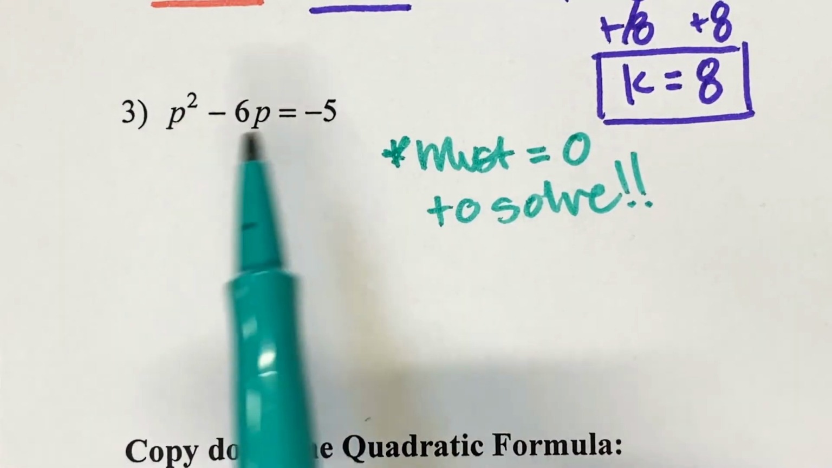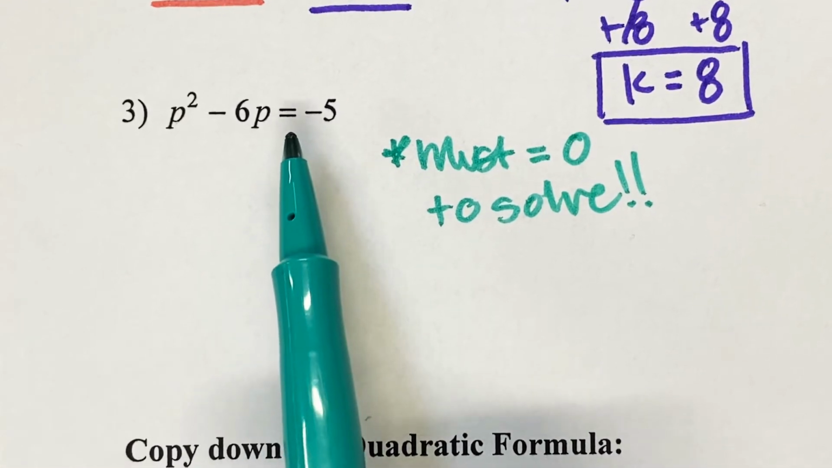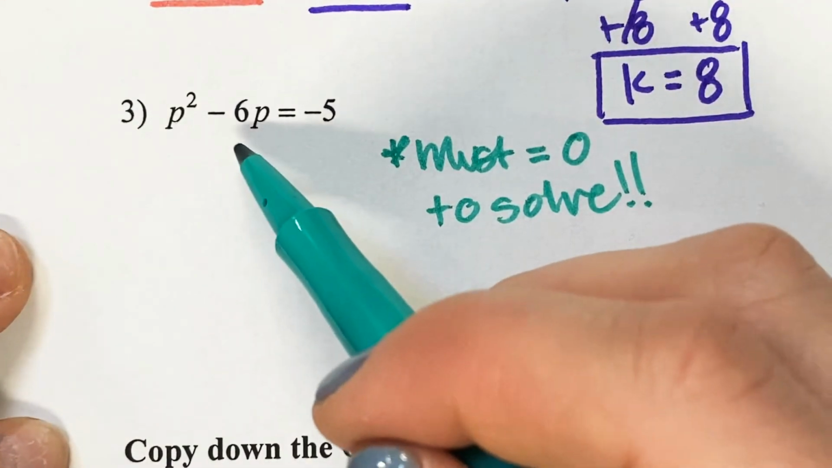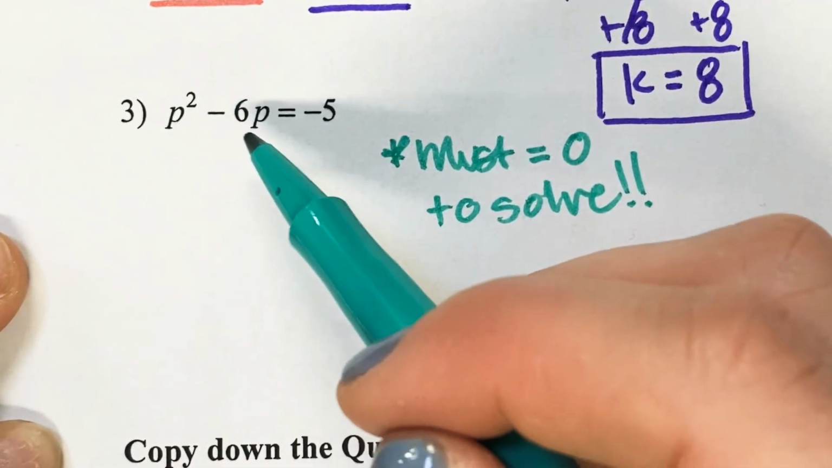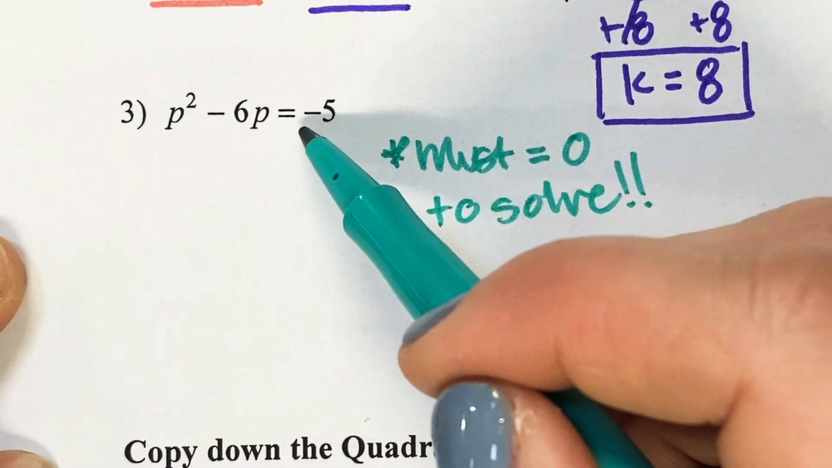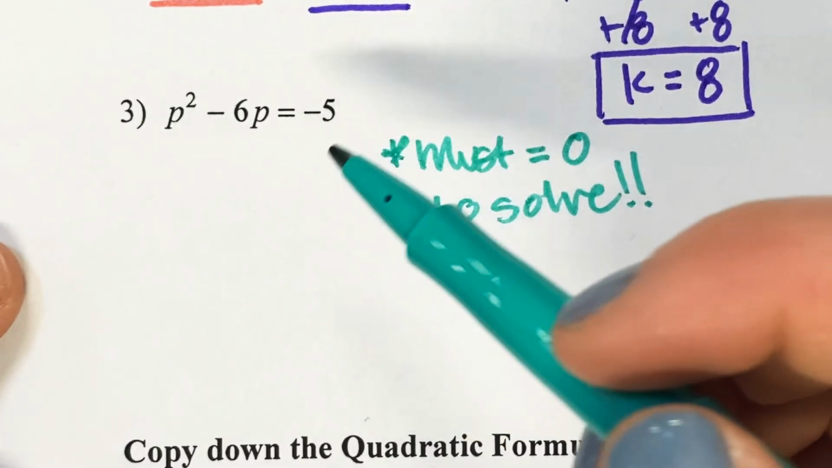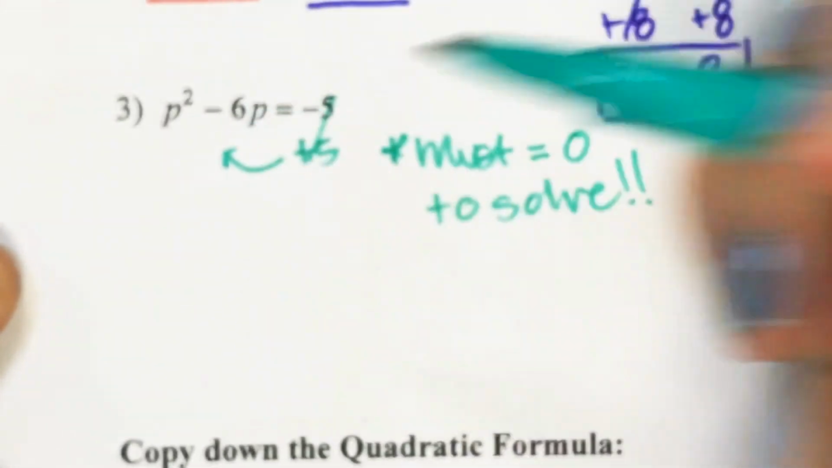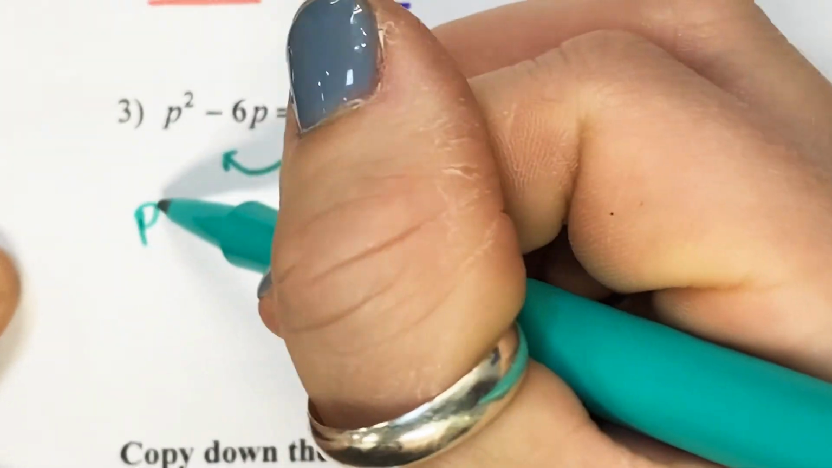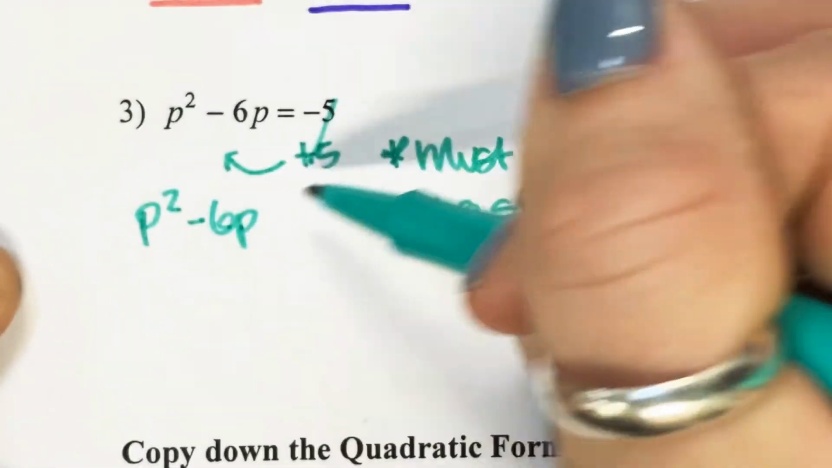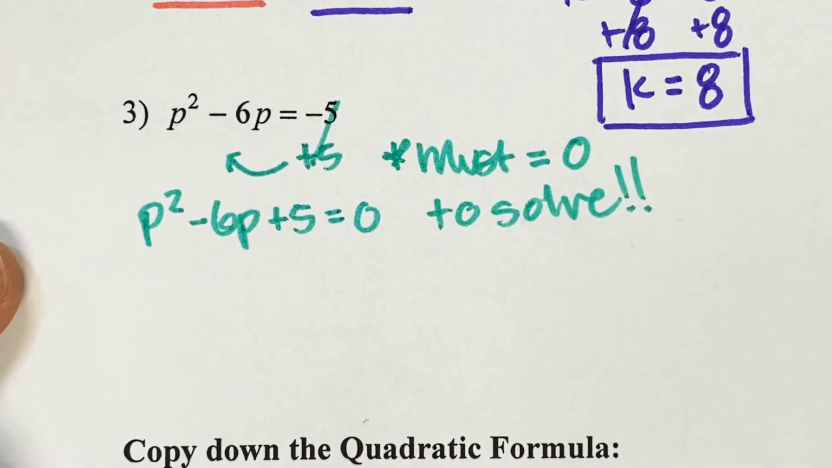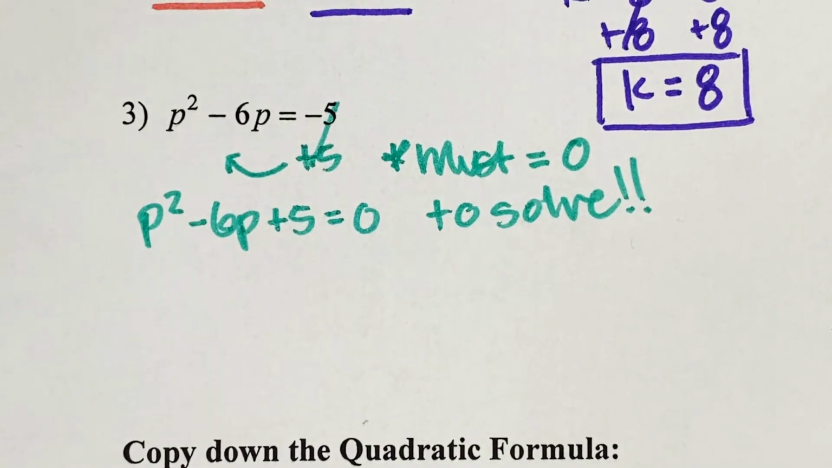Okay, look at this number 3. Do you see an equals 0? No, there's an equals -5. Okay, so we actually need to move that -5 to the same side where our p squared is in order to make it equal 0. So what is the opposite of -5? How are we going to move it? We're going to add 5. Okay, that moves it over to this side, so we can go ahead and rewrite it. P squared minus 6p that was already over there. Now it's a plus 5 equals 0. Okay, now we can go ahead and solve it.